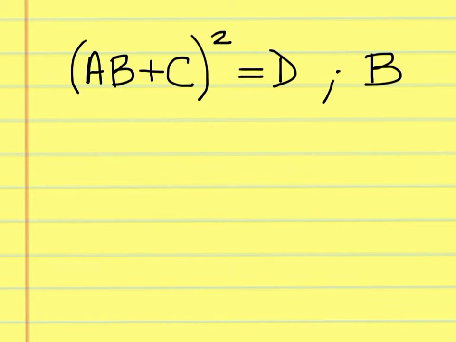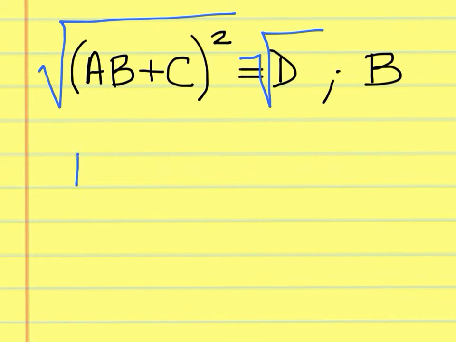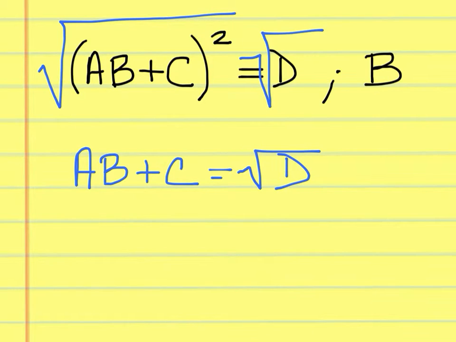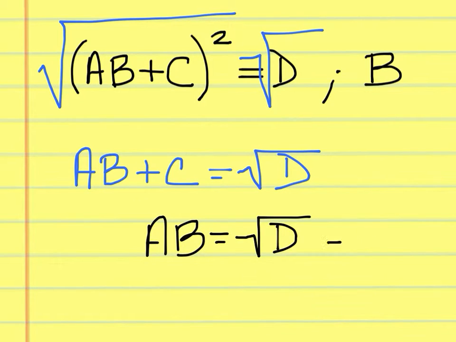We are solving for b. So to get b by itself, we have to undo the perfect square there on the left and be left with ab plus c equals the square root of d. We have a plus c on the left that must be removed. Let's move it to the right and make it minus c.